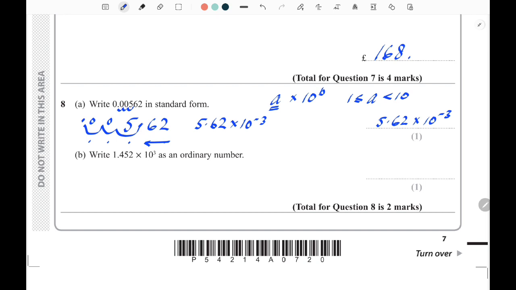On this side, you've got it in standard form already, 1.452. And then you want to times it by 10 to the 3. So because you're enlarging it, making it greater, bigger, you are going to move the decimal place to the right. Okay. And how many times? 3. Right, 10 to the power 3. So it's 1, 2, 3. Okay, so that simply becomes 1,452. All right. Now, fairly simple, that one.